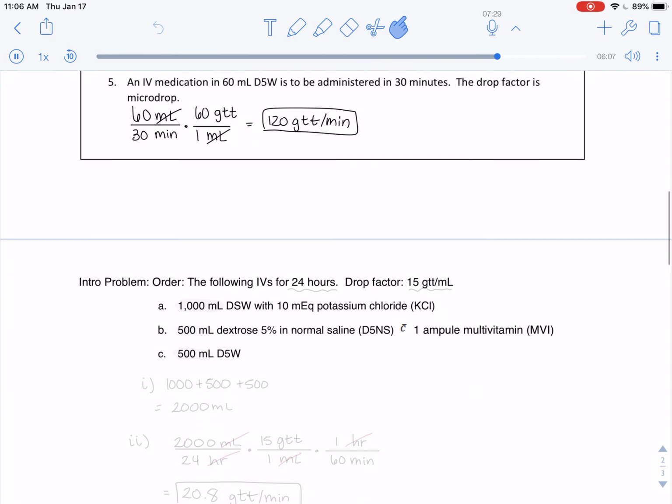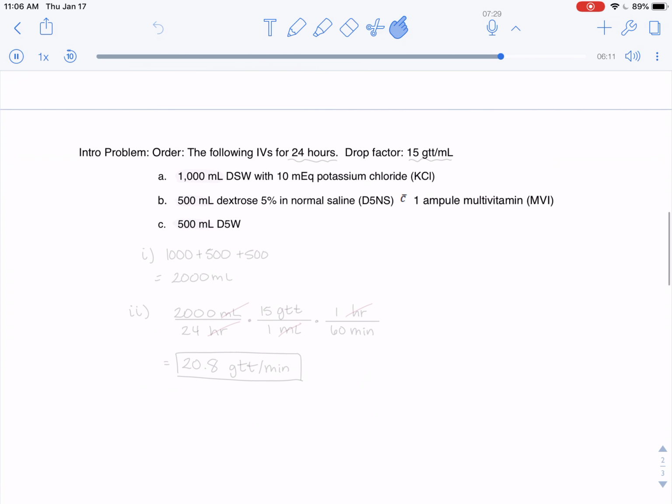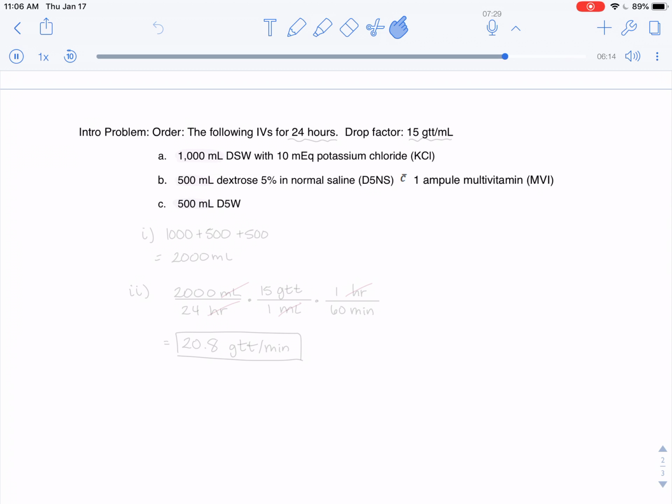If you look at this last problem, it has 3 parts to it, which makes it seem a little bit harder than the other ones. But if we read it, we have the following medicines for 24 hours with a drop factor of 15 drops per milliliter. All we're really doing here is adding up these milliliters and converting it into drops per minute. So for our first step, we'll add 1,000 plus 500 plus 500, which gives us 2,000 milliliters.